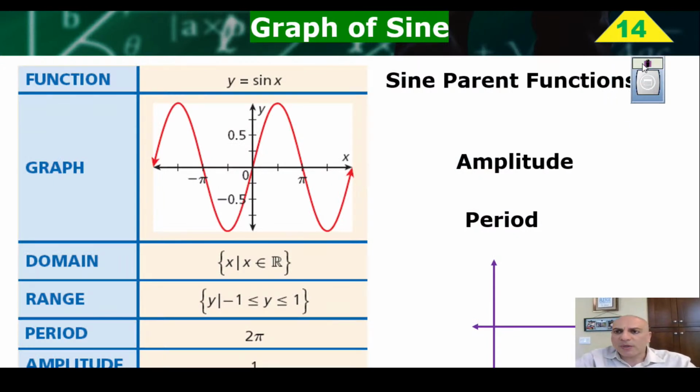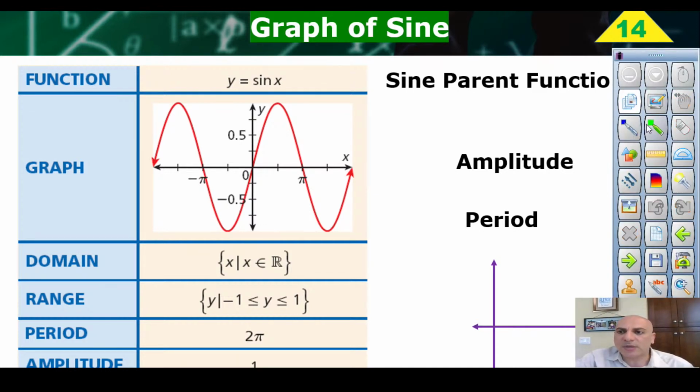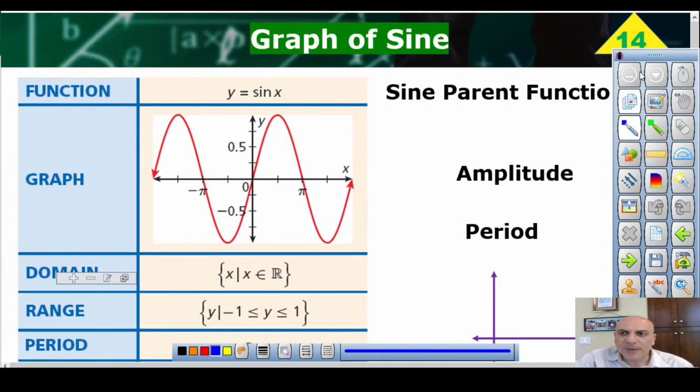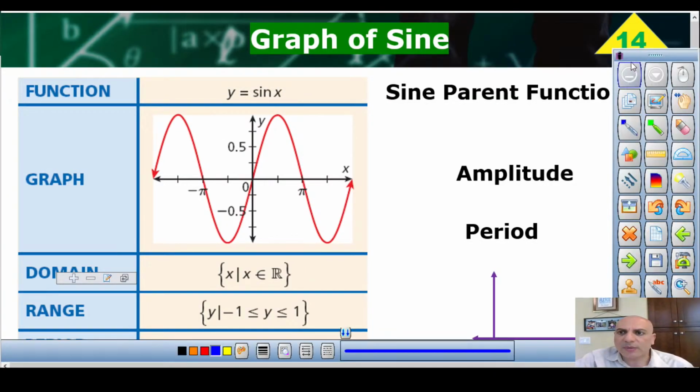Okay, before we talk about transformation, let's take a look at the sine function. The parent, this is the parent, and the parent has these characteristics here. The parents have these following characteristics.